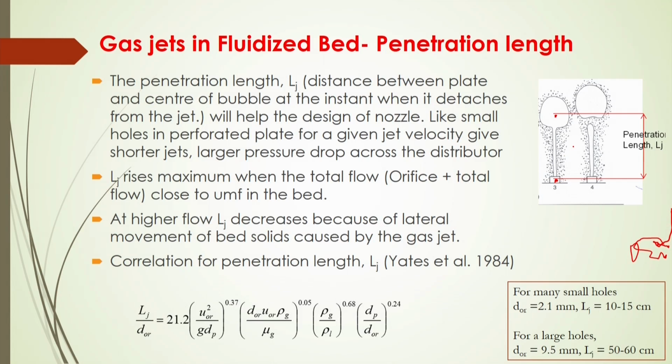the gas jet. Now, you can calculate the jet length or penetration length from a correlation proposed by Yates et al. in 1984, which depends on the orifice velocity, the particle diameter, and the density of the fluid. So, from those variables, Yates et al. in 1984 developed a correlation from which you can calculate this penetration length.